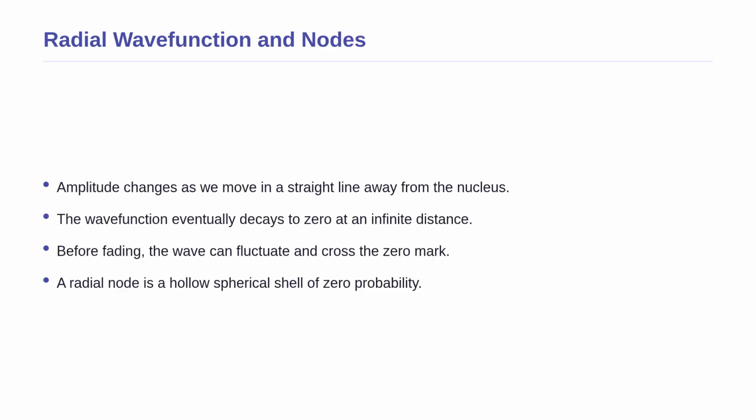Now that we have seen the total equation, let us focus just on the radial part. The radial wave function tells us how the electron's wave amplitude changes as we move in a straight line away from the nucleus. As distance increases to infinity, the wave eventually decays to zero. But before it fades away, the wave can fluctuate up and down, crossing the zero mark. These crossings are incredibly important.